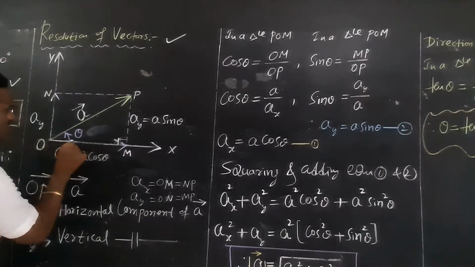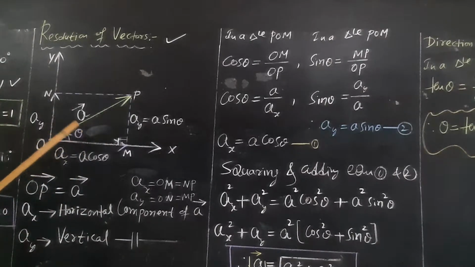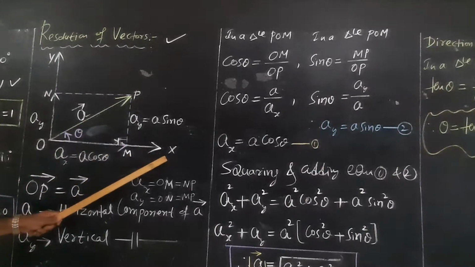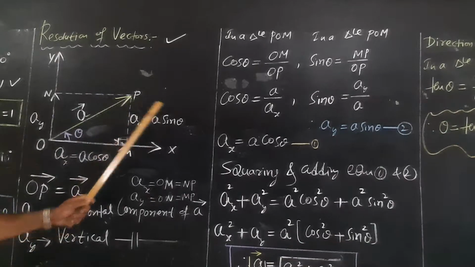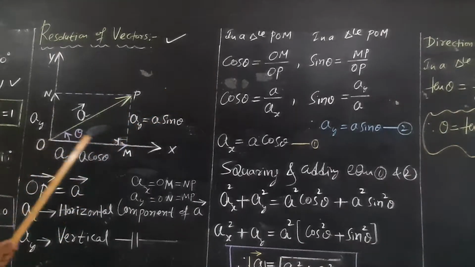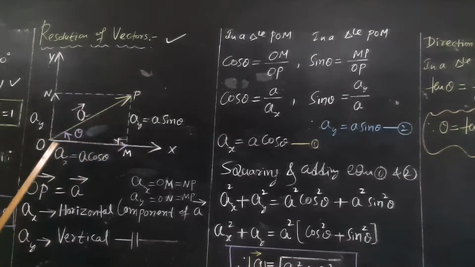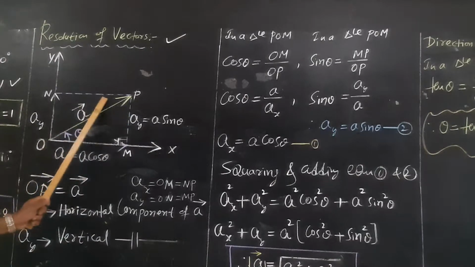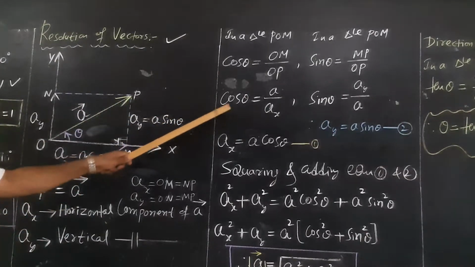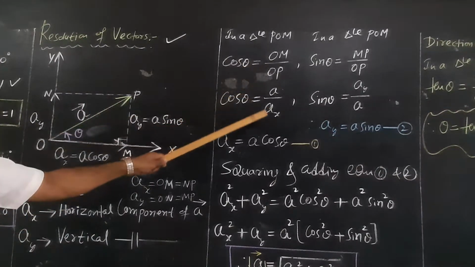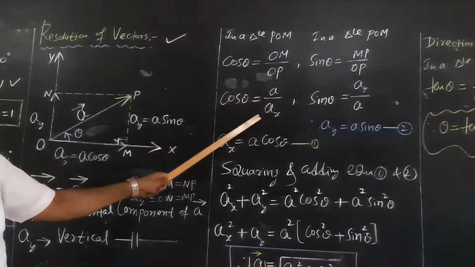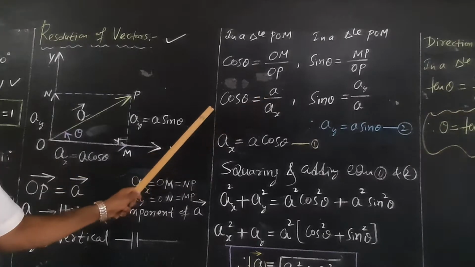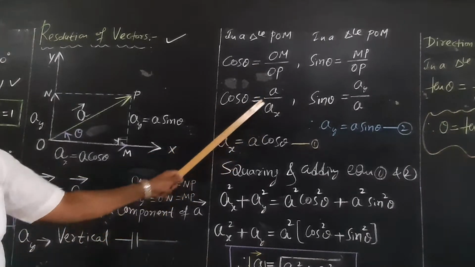Then this is a vector A, which is at an angle of theta with respect to the x-axis. Take cos theta. Cos theta is what? Adjacent side by hypotenuse side. Cos theta is OM by OP. OM is Ax and OP is vector A. Therefore, cos theta is equal to Ax divided by A. Cross multiplying, Ax is equal to A cos theta. Am I right?